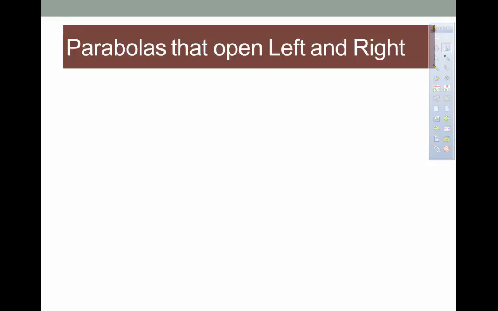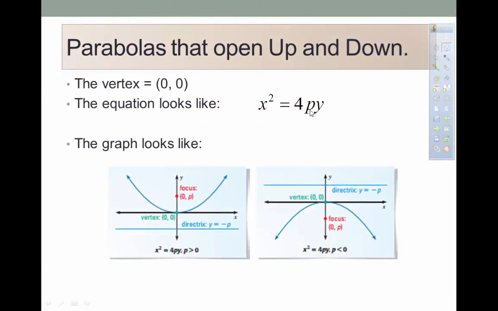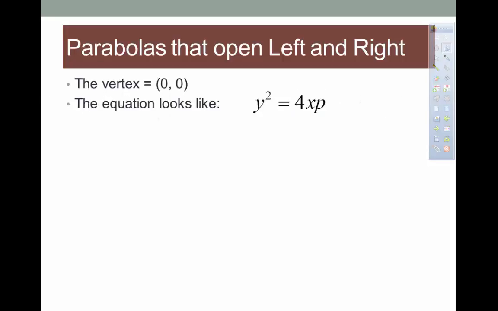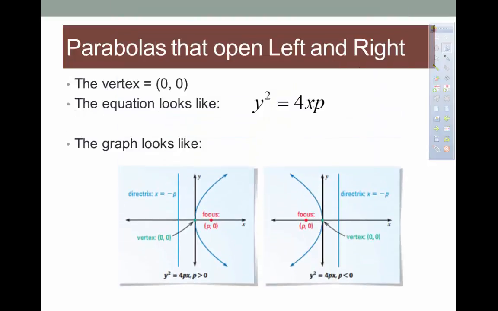Look at the previous one. It was x squared equals 4py. Do you see the difference? Now you have a handout where you have both of these equations. If parabolas open left and right, they look like this: y squared equals 4xp. So in this chapter, we'll see parabolas opening left and right and up and down. You have a cheat sheet that has this information on it, and you will use it to help you.